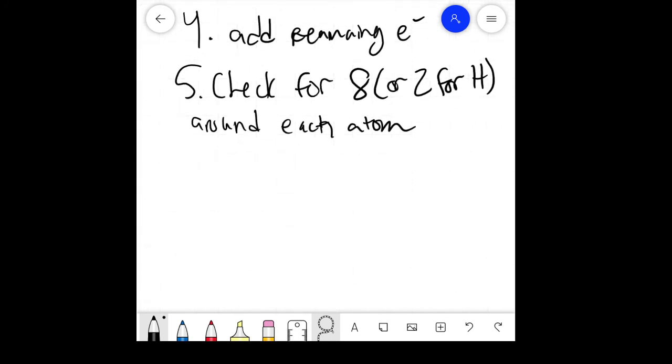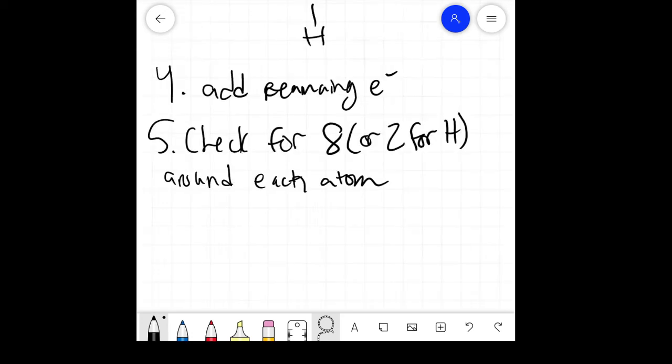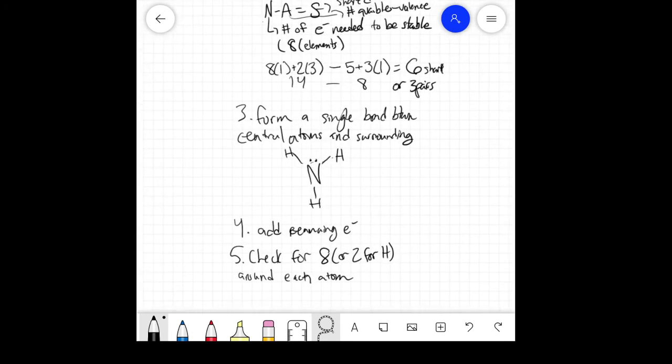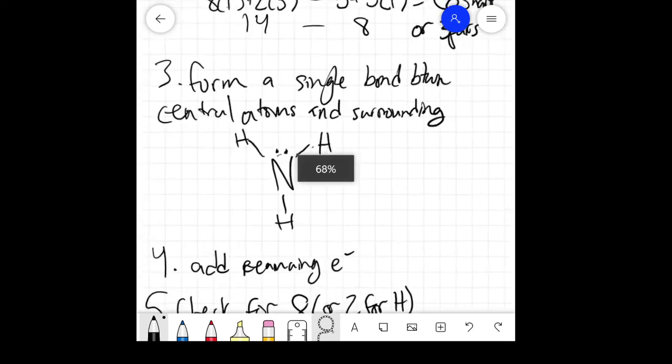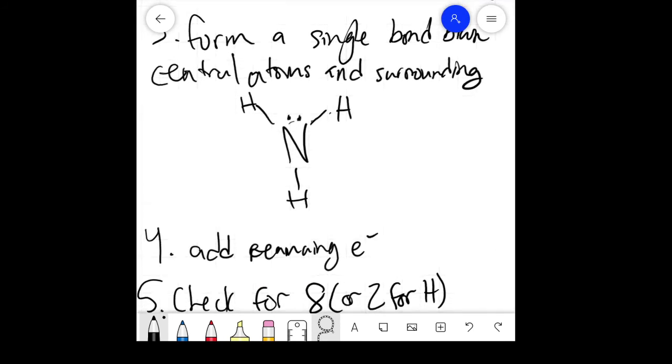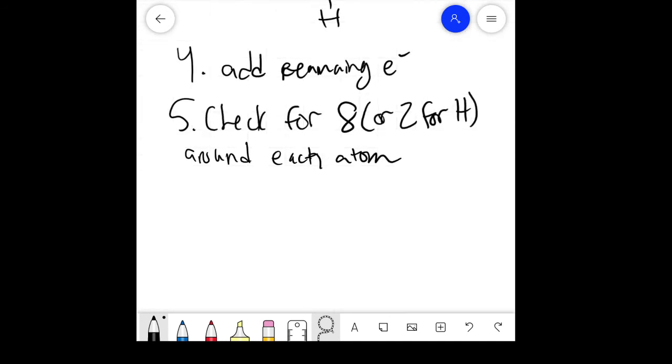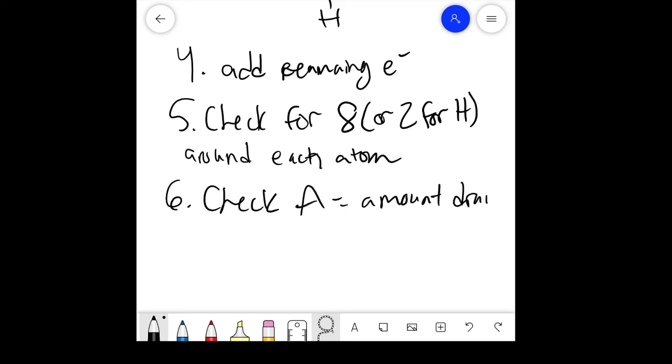And then our sixth step is to make sure the number available is the same amount. So we had 8 available, so we need to make sure we still have only 8 electrons in here. 2, 4, 6, 8. So those are the steps to building these.